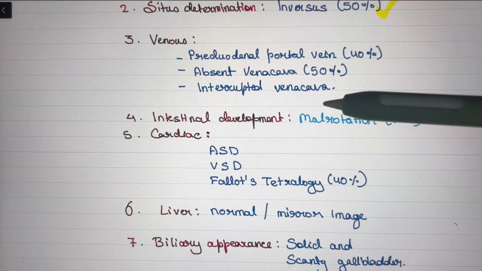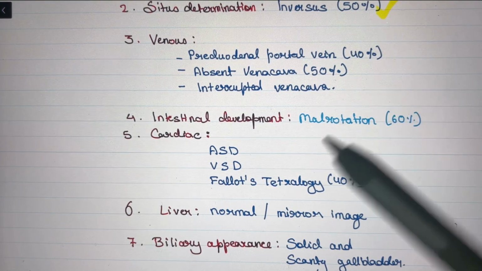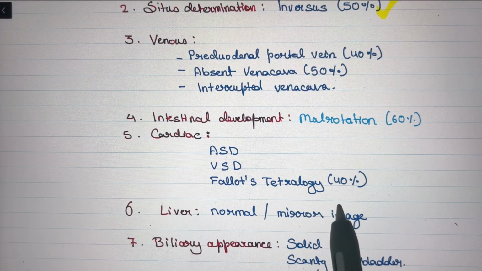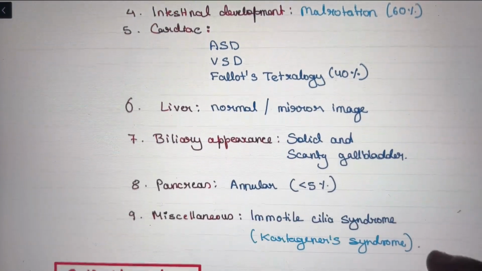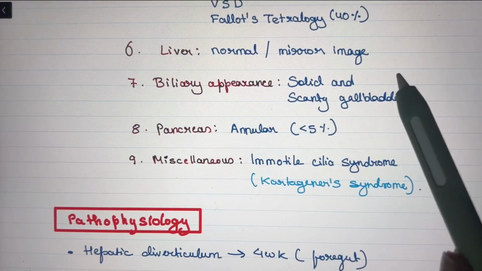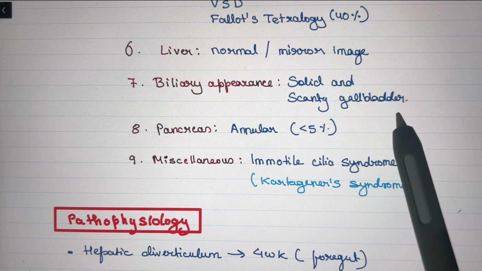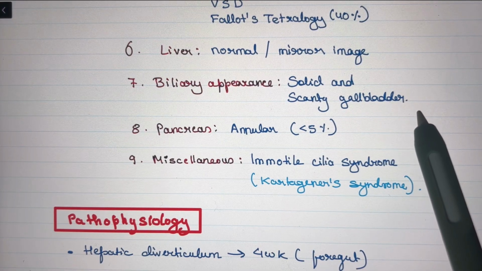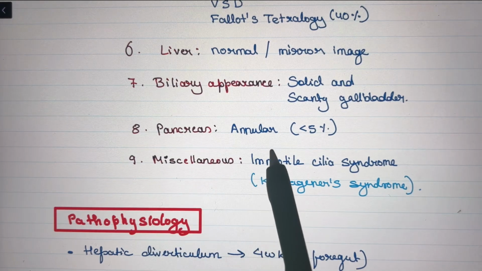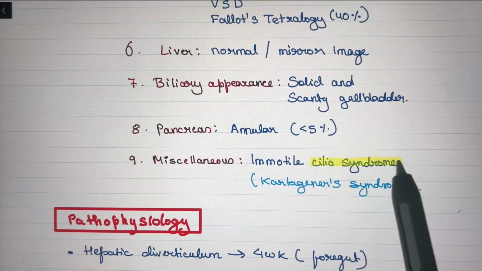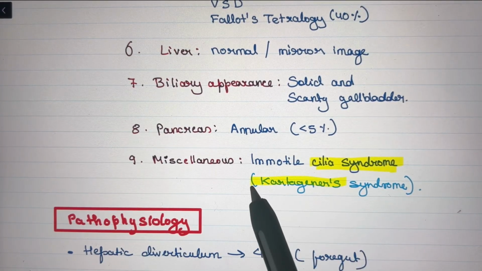Intestinal development anomaly is malrotation. There may be atrial septal defect, ventricular septal defect, or Fallot's tetralogy, present in 40% of cases. The liver might be normal, or there may be a mirror image. The biliary appearance is solid and a scanty gallbladder can be seen. We can find a contracted or fibrosed gallbladder in cases of biliary atresia. There might be annular pancreas, and in miscellaneous there may be immotile cilia syndrome, which is also known as Kartagener syndrome. This might also be present in biliary atresia.